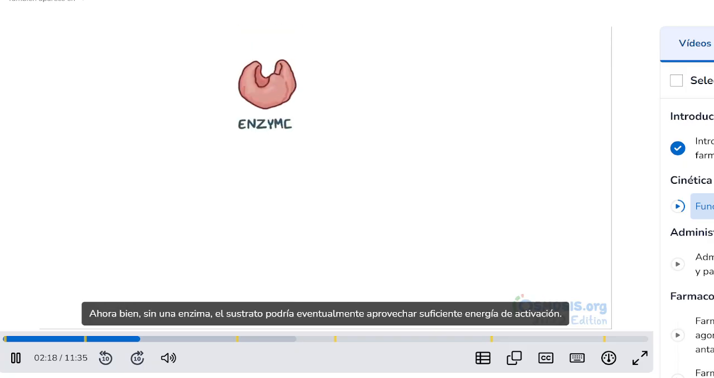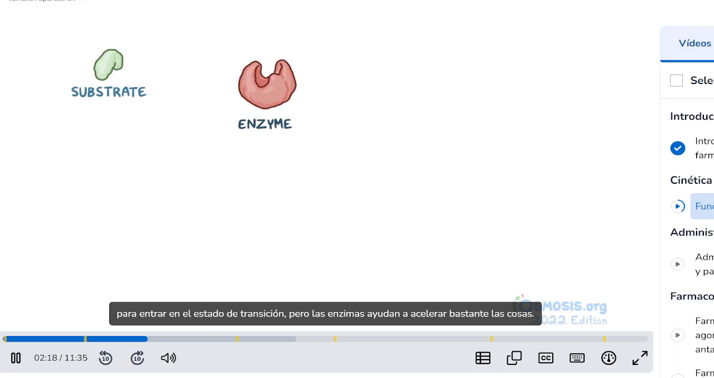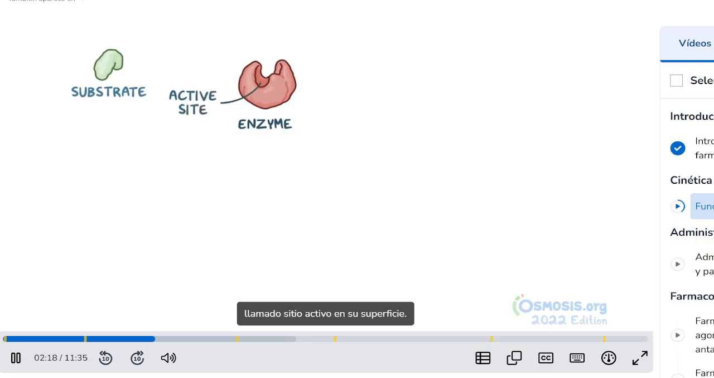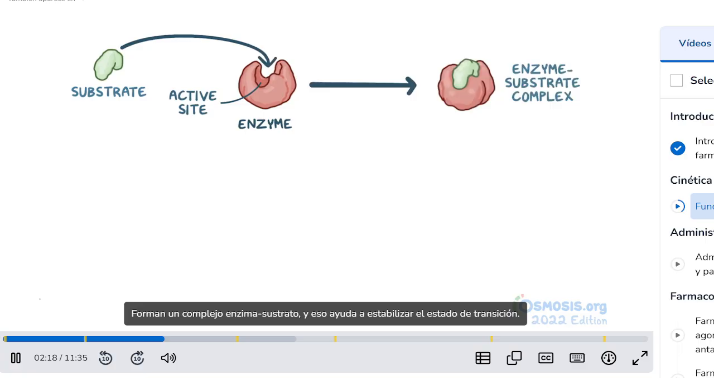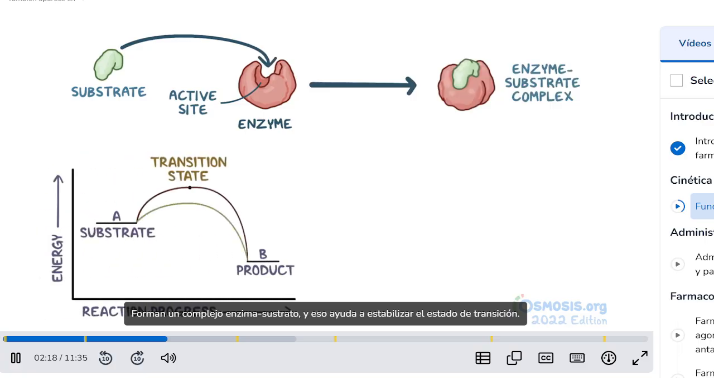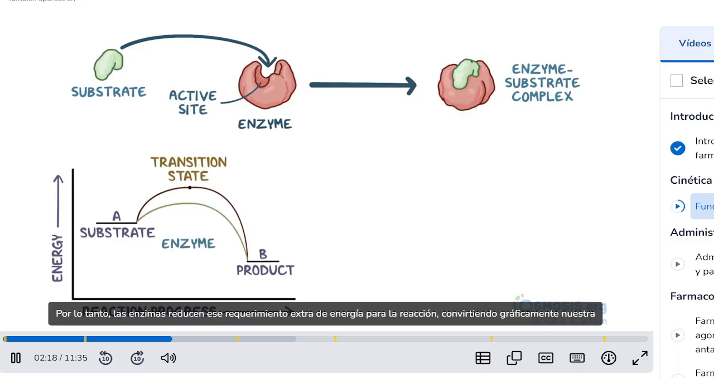Now, without an enzyme, the substrate might eventually harness enough activation energy to enter the transition state. But enzymes help speed things up quite a bit. Enzymes are proteins that are folded in a very particular way, so that they have a pocket called the active site on their surface. When enzymes get involved in a reaction, the substrate binds to the active site, and together they form the enzyme-substrate complex. And that helps stabilize the transition state. So enzymes decrease that extra energy required for the reaction, graphically turning our mountain into more of a hill.